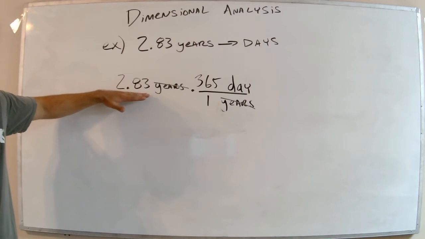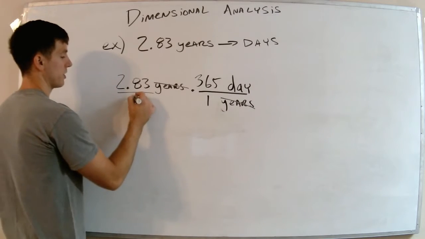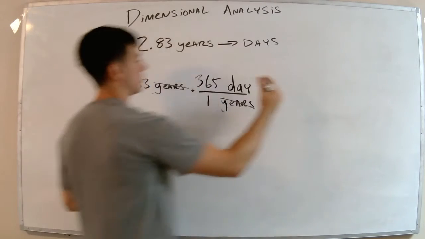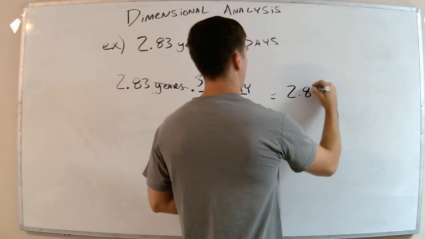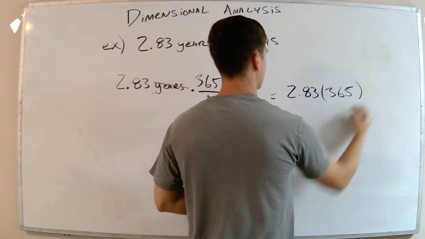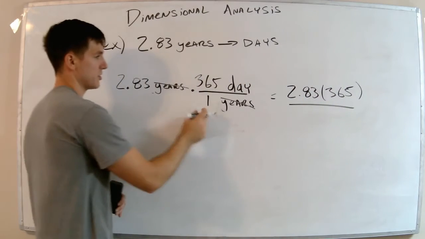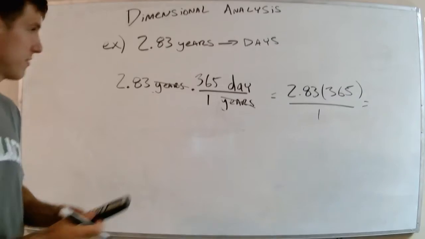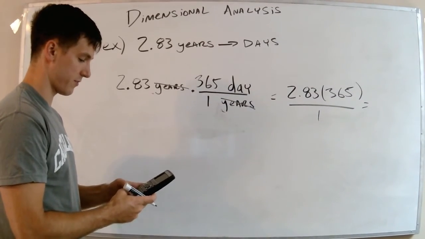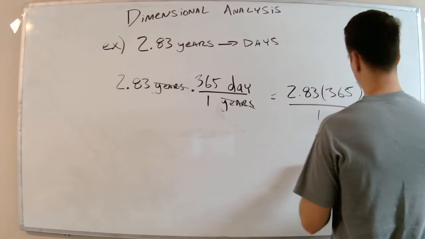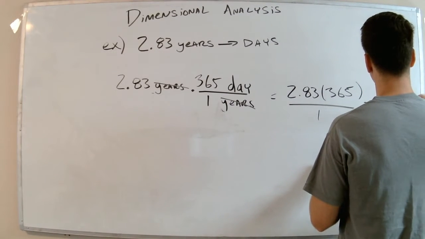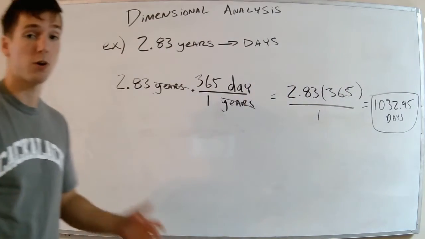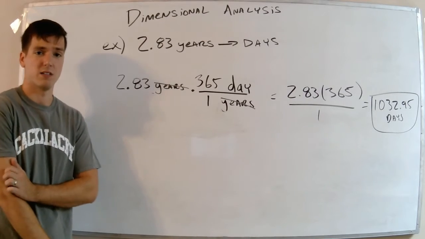And now all I have to do is multiply my numbers on top divided by my numbers on bottom. Technically, this is pretty much like 2.83 over 1, right? So all I'm doing is taking my top numbers, which are 2.83 times 365, divided by my numbers on bottom, which is just 1. And I should get the answer: 2.83 times 365 is 1,032.95 days. Okay? So that is just the basic dimensional analysis.